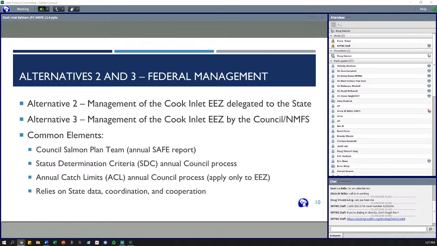Another common element of both of these action alternatives is that they're dependent on state data, coordination, and cooperation. It's generally recognized that the state of Alaska and the Alaska Department of Fish and Game has existing management infrastructure, expertise, and data. So under the delegated management regime, they would be playing a significant role, but they would also provide some substantial data inputs so that NMFS could manage the Cook Inlet EEZ under Alternative 3.